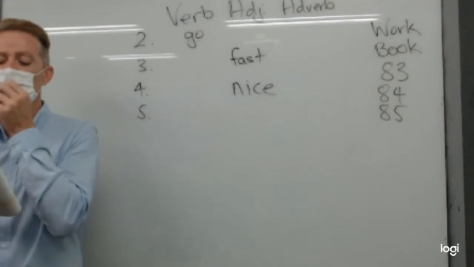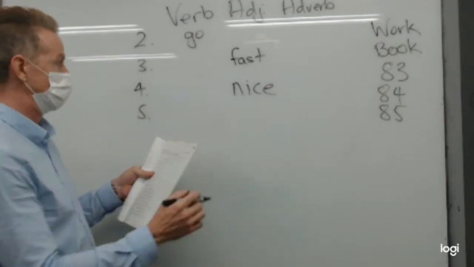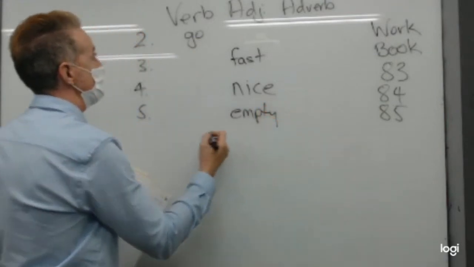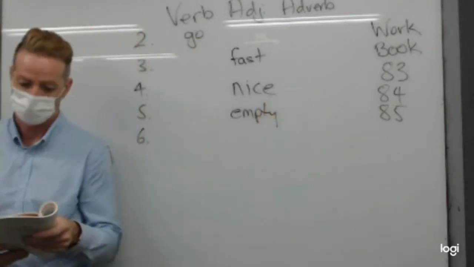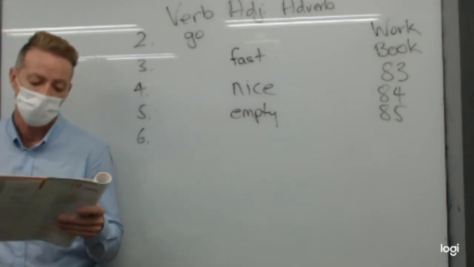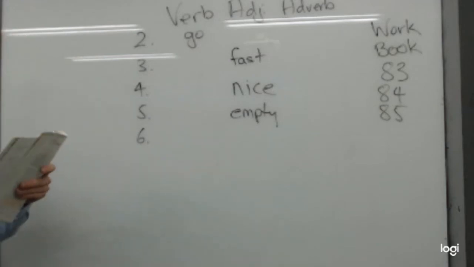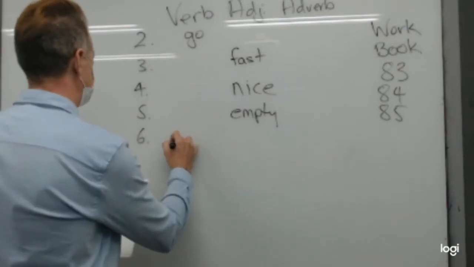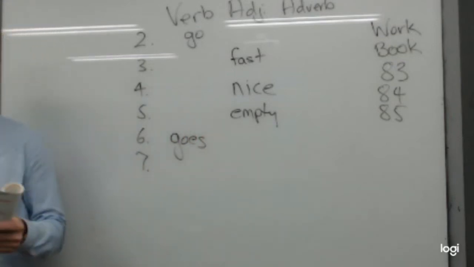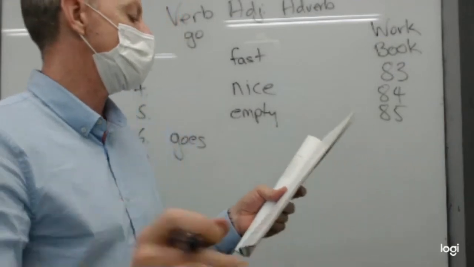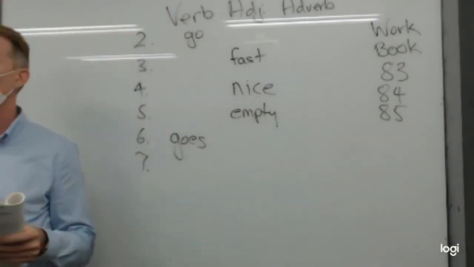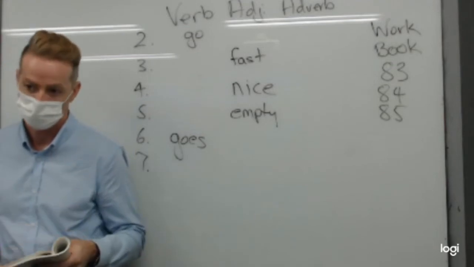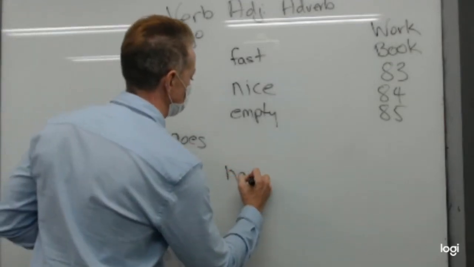Ellie, try five. "This building is almost empty." We did this one before. Almost empty. West, number six. "He often goes out of town." Often goes. Sam, number seven. "I tried very hard to win the race." What is it changing? Hard. Tried hard. Adjective.